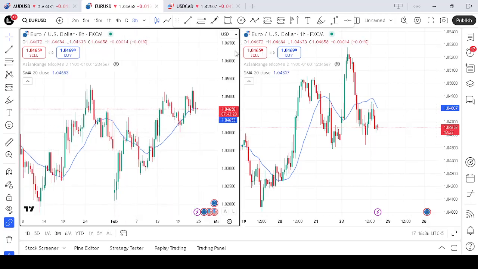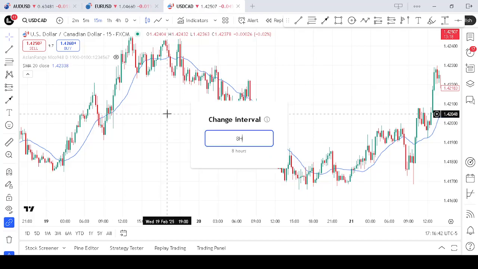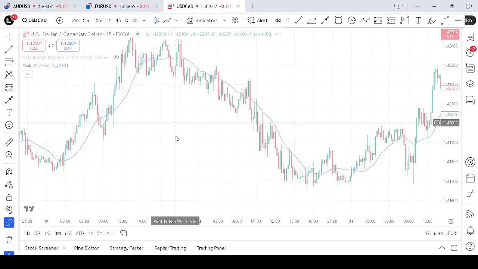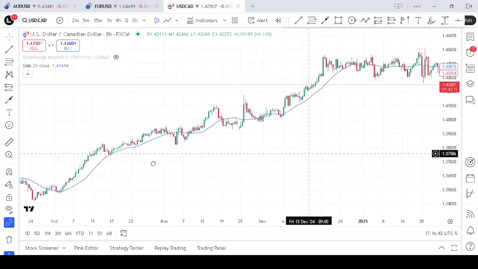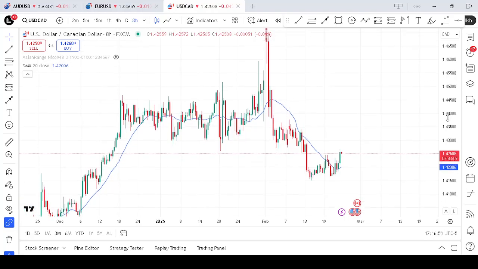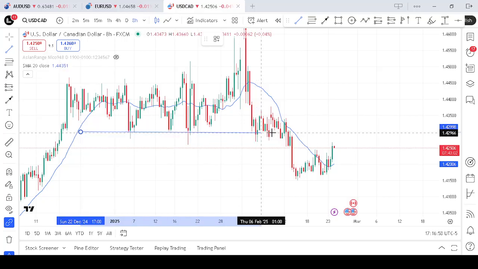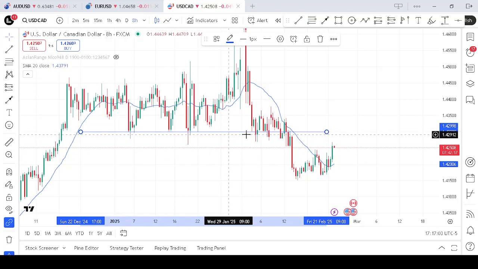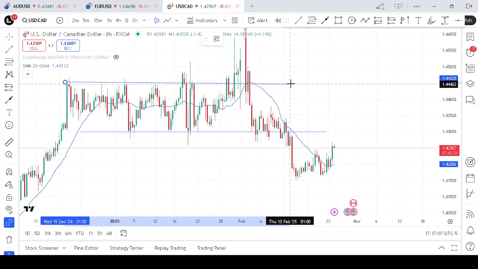Let me use this chart for example. When we incorporate our support and resistance areas on the 8-hour chart, things become a little bit easier for us. So I would quickly draw our support line here. This can be a support because I can see multiple rejections in this area. This can be our resistance line because there are multiple rejections too.